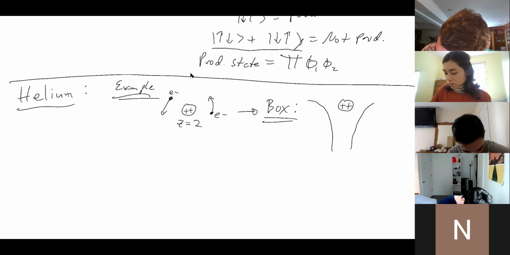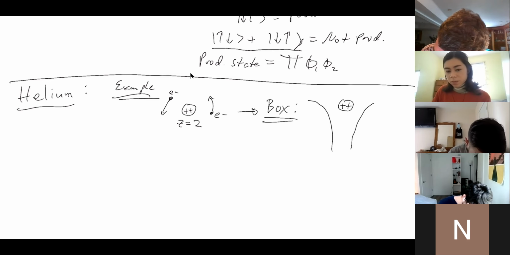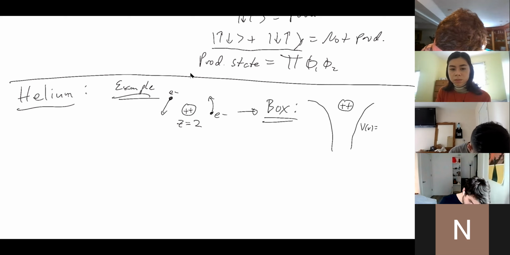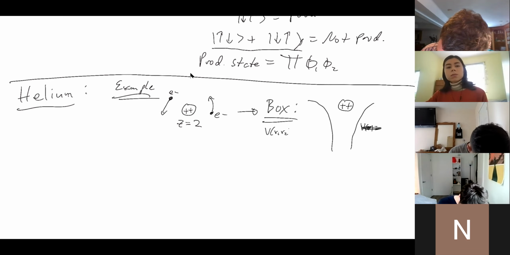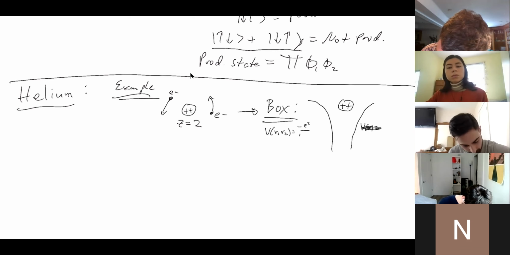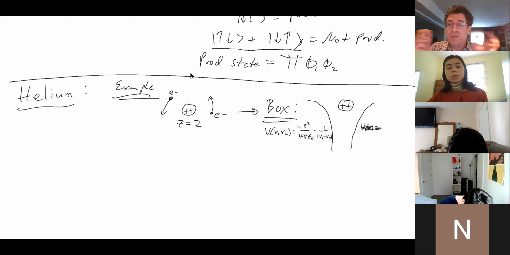This is the Coulomb potential. V of R1, R2 is equal to negative e squared over 4 pi epsilon naught times 1 over R1 minus R2, right? That's the Coulomb potential.